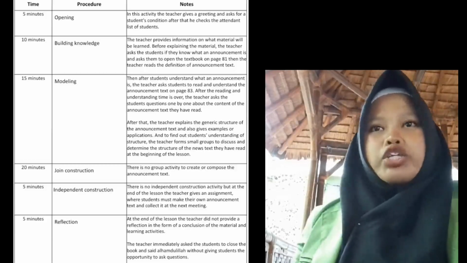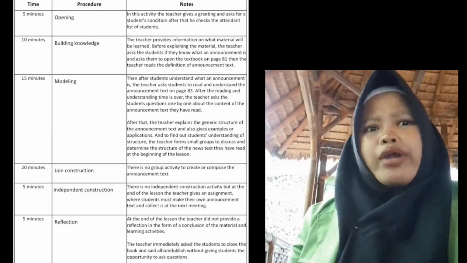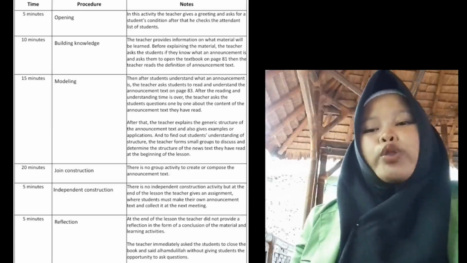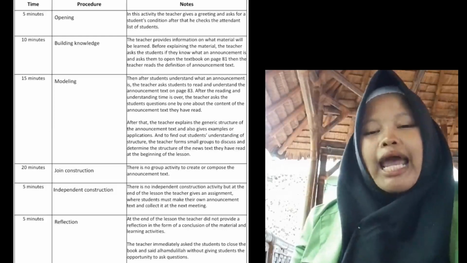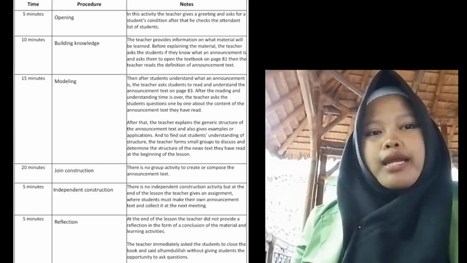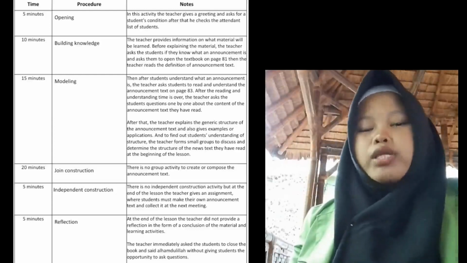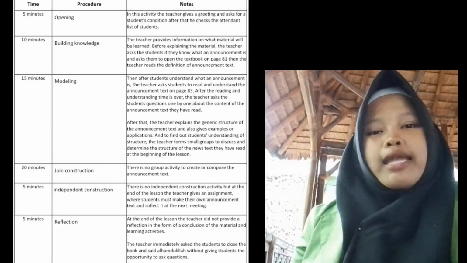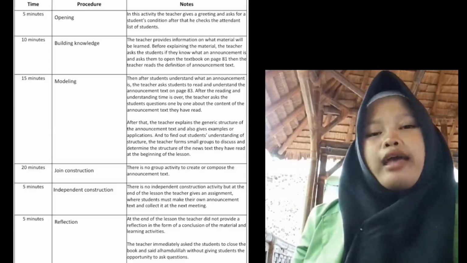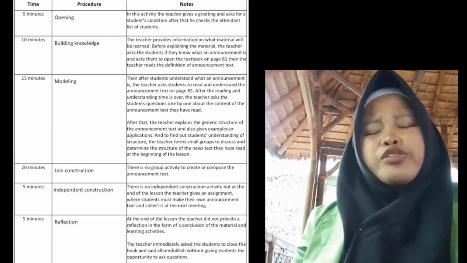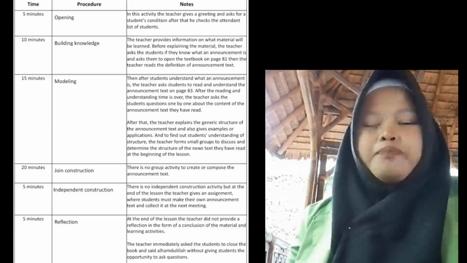In modeling, the teacher asks the students to open page number 83, where there is an example of an announcement text, and the teacher asks the students to read and understand the text, what the text is about. After that, the teacher gives some questions about the content of the text. After that, the teacher begins the next material about the generic structure of announcement text.